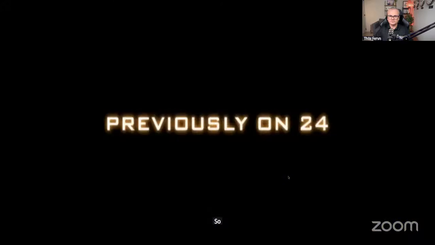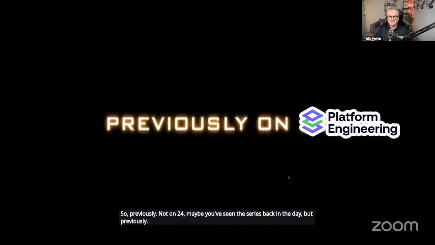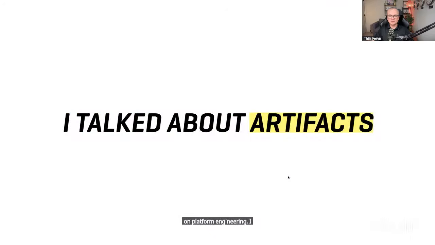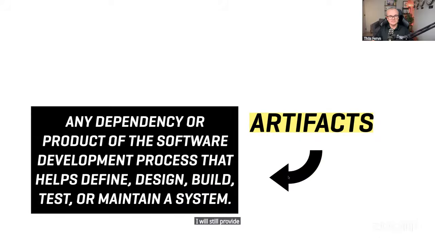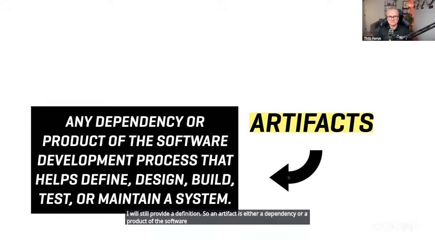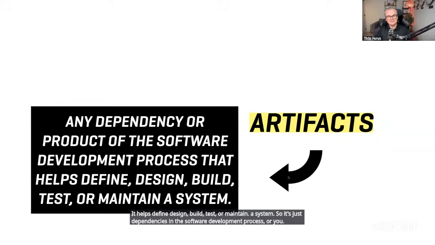So previously on platform engineering, I talked about artifacts. Now, the term artifact is a very abstract word, but in the context of software development, a lot of you probably will know what it is, yet I will still provide a definition. An artifact is either a dependency or a product of the software development process. It helps define, design, build, test, or maintain a system. So it's just dependencies in the software development process, or you building a dependency.